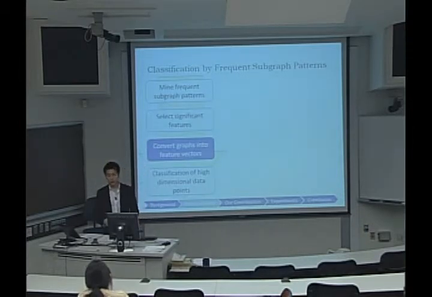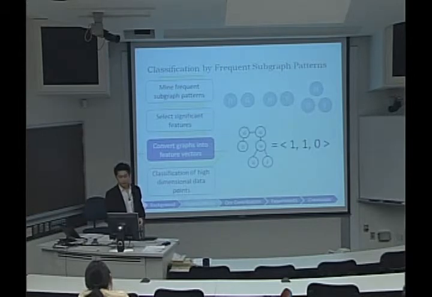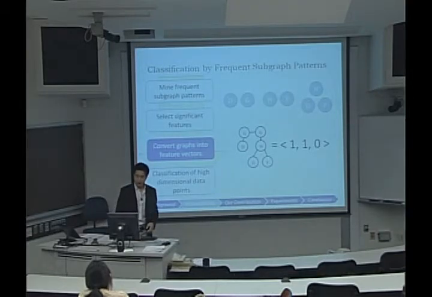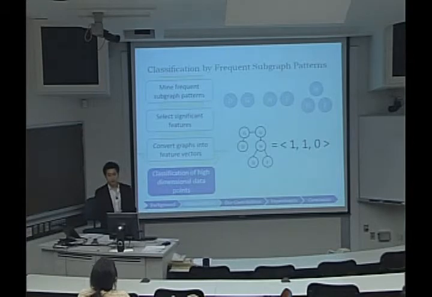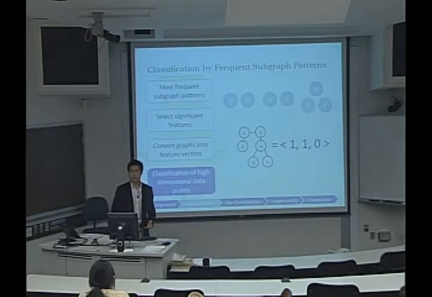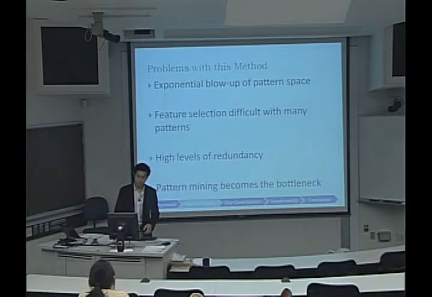And then they convert all the graphs into feature vectors. So for example, if this is the pattern set that is returned by the first two steps, then we can convert this graph into the feature vector 1, 1, 0, where a 1 represents the presence of a certain pattern and a 0 represents the absence of a pattern. Finally, converting all the graphs into feature vectors in this manner reduces the problem to simply classification of high-dimensional data points, which can be accomplished with tools such as support vector machines.